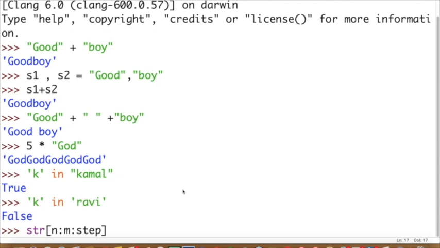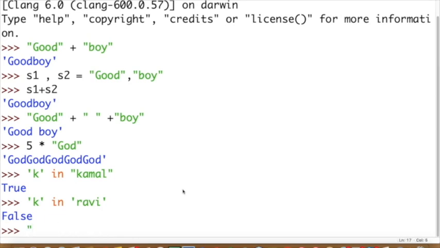Here n is the starting index from where extraction of the characters will start, and it goes up to m minus 1, taking a jump of step characters. Here m, n and step all are optional, that is, you may not give them a value. But writing the colon is compulsory and important. So let us see a few examples using this particular syntax of strings. So let us find out how to use this syntax of slicing.